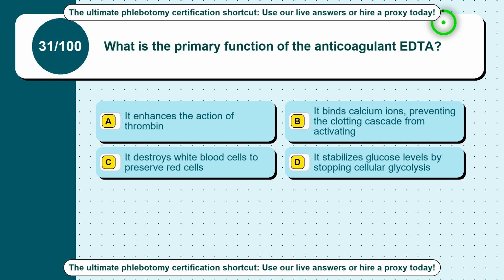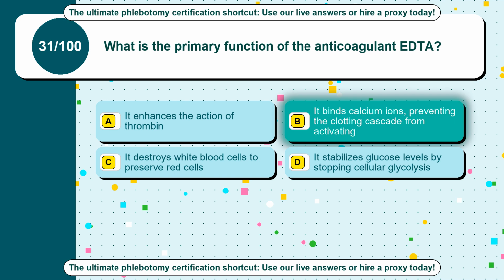Question 31. What is the primary function of the anticoagulant EDTA? Option A. It enhances the action of thrombin. Option B. It binds calcium ions, preventing the clotting cascade from activating. Option C. It destroys white blood cells to preserve red cells. Option D. It stabilizes glucose levels by stopping cellular glycolysis. The correct answer is option B.